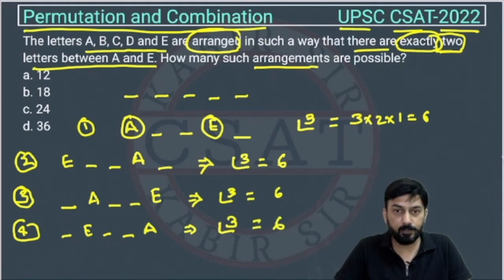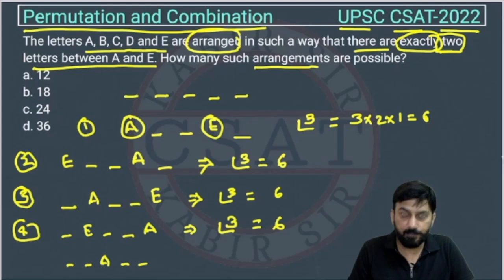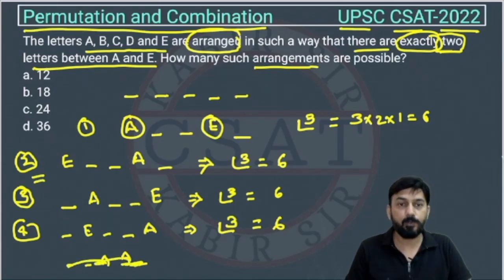So is there any other possibility? There is no other possibility, because if we are moving A here, then A cannot come in the middle, because then there won't be two places, exactly two places. Suppose I am putting A here, right? So these are two places, these are two places. E should come this side, but we have only 5 places, right? So we cannot arrange like this. Okay, and if we are putting A here, this thing we already considered in this. Okay, so these are the only possibility, right?